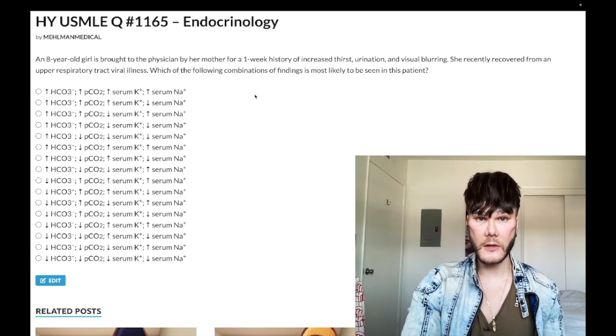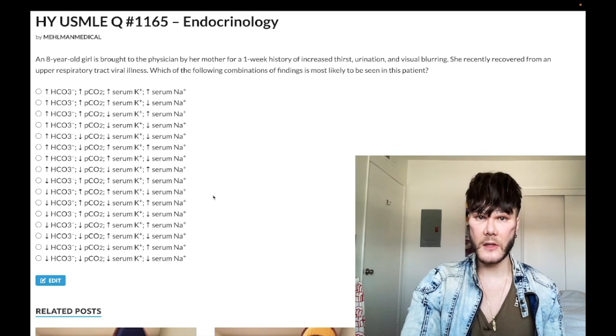You have an 8-year-old girl who's got diabetic ketoacidosis, and we're handing you the diagnosis here. We're not trying to obfuscate that. Increased thirst, urination, visual blurring: glucose moves into the lens of the eye, aldose reductase converts it to sorbitol, which has a high osmotic pull, causing swelling of the lens. An upper respiratory tract viral illness can be a precipitating, buzzy risk factor for type 1 diabetes mellitus inception. So what's most likely to be seen in this patient?